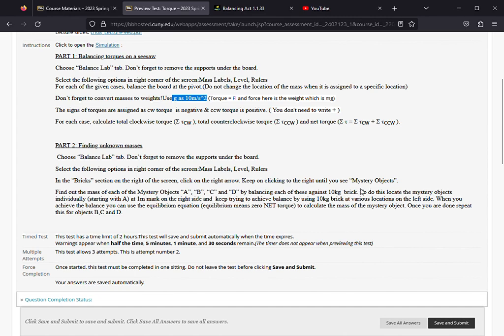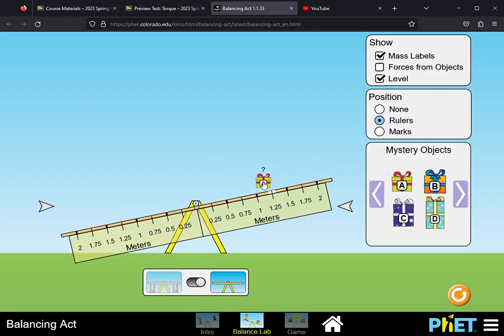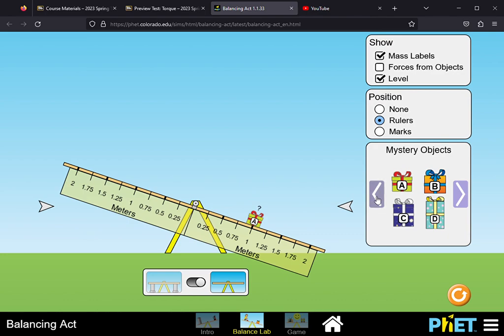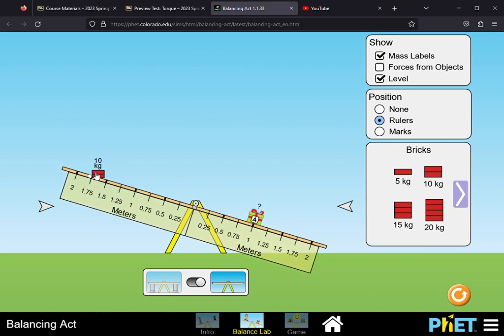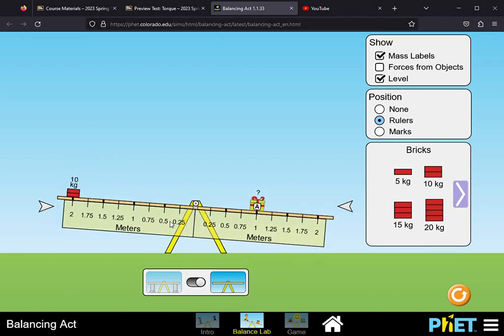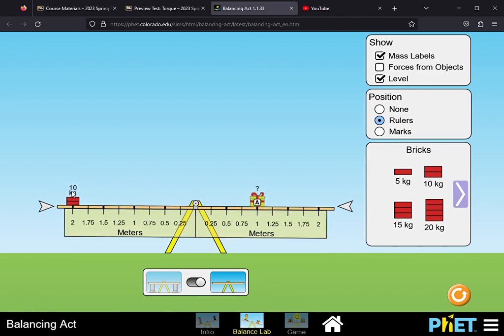Is it right or left? I'm not sure. It says locate mystery objects individually starting with A at 1 mark on the right side. So it says on the right side. Okay, and then go back and find 10, and on the left just put it wherever you need to balance this, and from this equation you can solve for the mass of A. So if this counterclockwise torque is created by this 10 kilogram mass at 2 meter mark, you can equate the torque created by this to this one and solve for the mass of A.